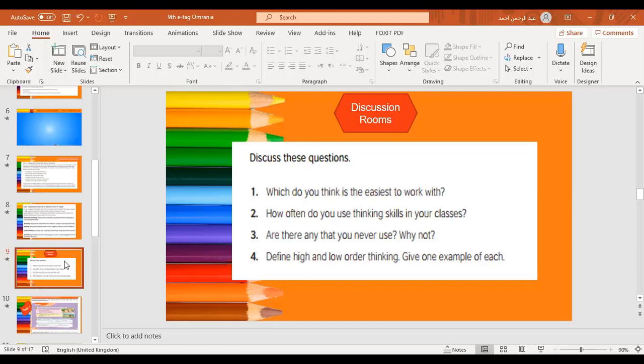Third, are there any that you never use? Why not? If you don't use any of these, say it with your friends and say why. The last question is, define high and low order thinking. Give one example of each. This is something we have already spoken about in the previous training. Now I will divide you into two sections.